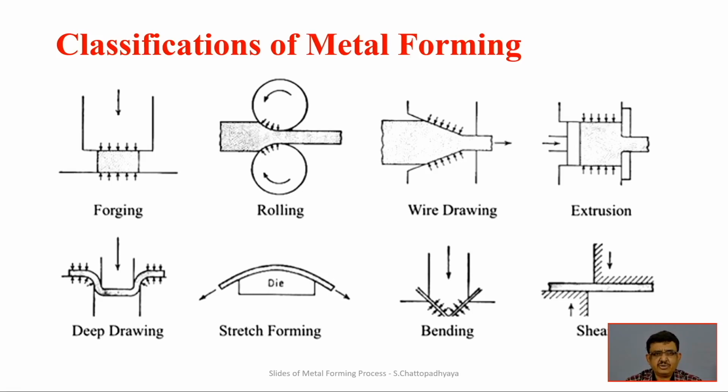The next row, left: deep drawing with a plunger against the die. It will just force that to have some depth and deformation. This is known as deep drawing. You are just pulling, but because of the depth, it is called drawing, deep drawing.